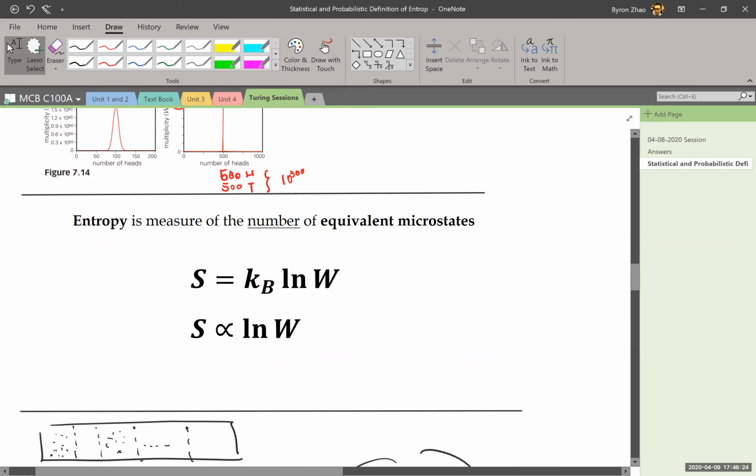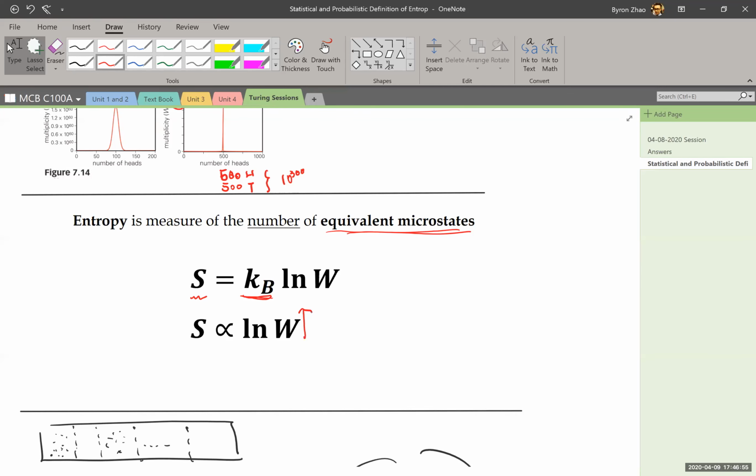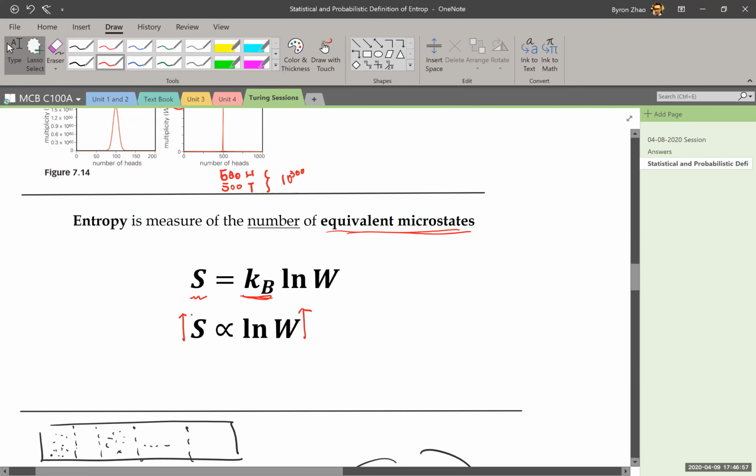And therefore, we define statistically, entropy is the measure of the number of equivalent microstates. So we write this as S, which is entropy, equals a constant, in this case the Boltzmann constant, times the ln of W. And as you can see, if we increase W, which is the multiplicity or the number of equivalent microstates, you would also increase the entropy.